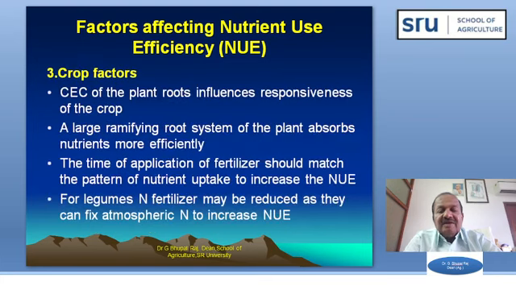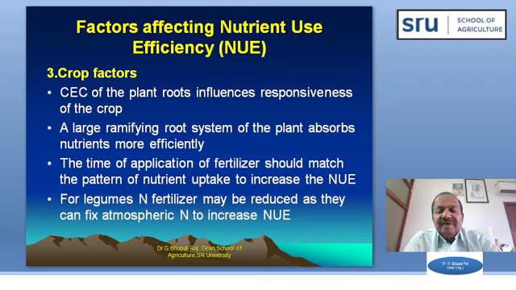Then coming to the third one, crop factors. Cation exchange capacity of the plant root influences the responsiveness of the crop. A large ramifying root system of the plant absorbs nutrients more efficiently, because the more the volume of the root system spread in the soil, the more efficiently it absorbs nutrients.